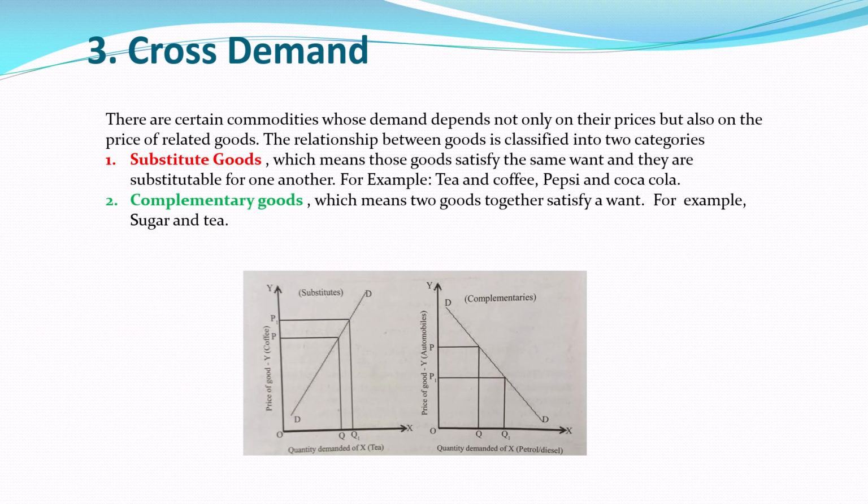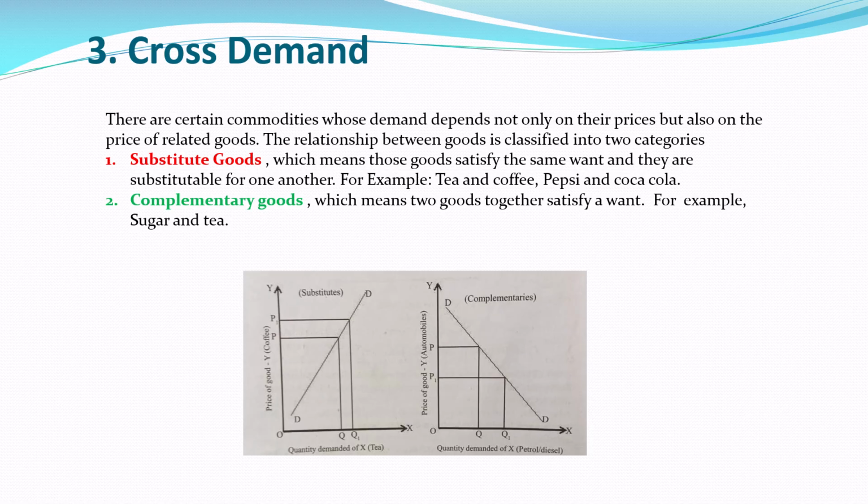Cross demand. There are certain commodities whose demand depends not only on their prices but also on the prices of related goods. The relationship between goods is classified into two categories. Substitute goods, which means those goods which satisfy the same want and they are substitutable for one another. For example, tea and coffee. You can either go for tea or for coffee because it satisfies the same want.